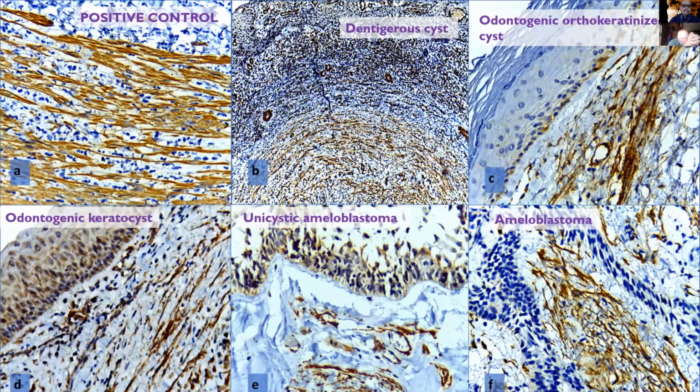Well, what were the results? In this picture, we looked at the stromal aspect in the cyst and in the solid area of ameloblastoma for reaction using positive controls, like in the left upper side is the cecal appendix. And we compared, for example, the dentigerous cysts or all the cysts of odontogenic origin, looking for this reaction in the capsule or in the solid areas of ameloblastoma.